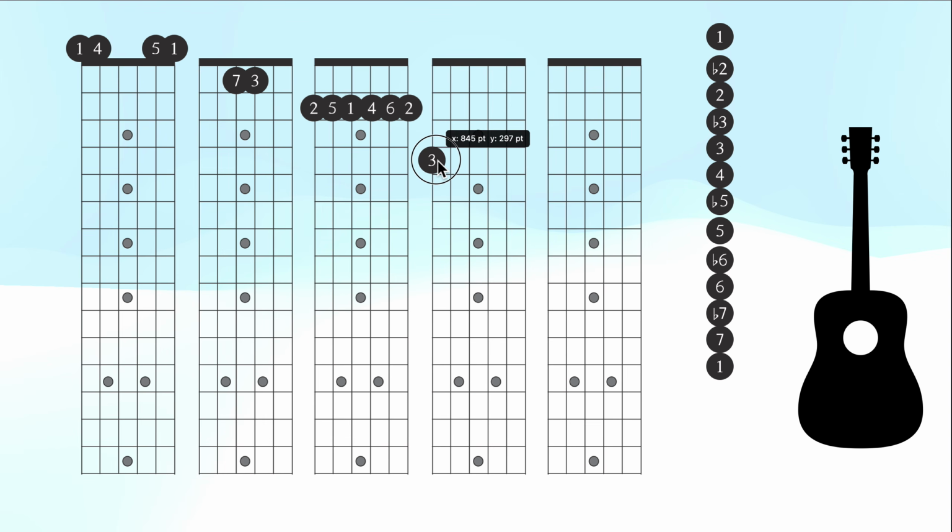But on the 3, 3, 7, 3, 6, 2, 5, 1. That would make this the 7, 3. And then the 4, go flatted 7, flatted 3, flatted 6, flatted 2. That would make this the 1. And then, of course, 1, 4.